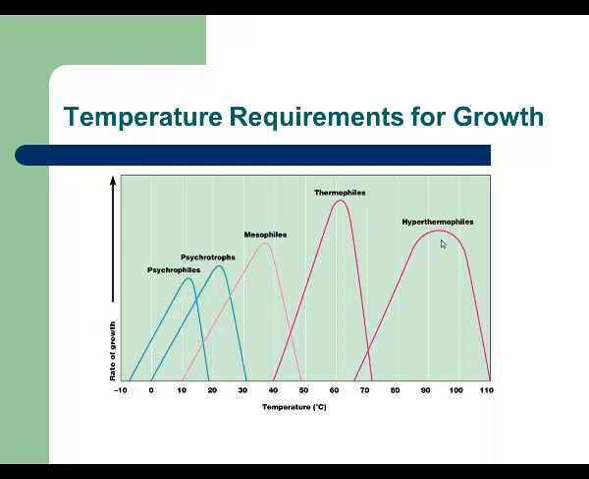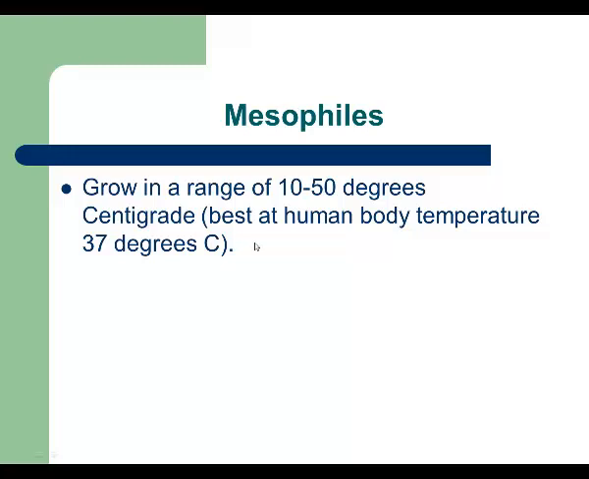But I would like you to pay attention to the next group, which is called mesophiles. Mesophiles grow at the human body temperature, around 37 degrees Celsius. And this semester, we're going to work with mesophiles a lot.